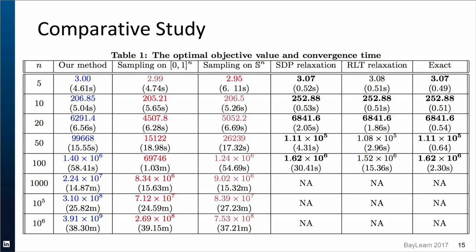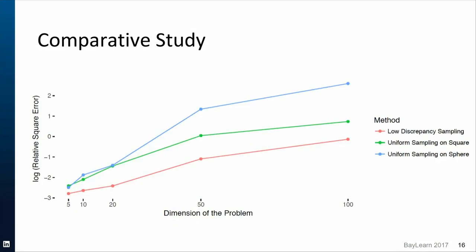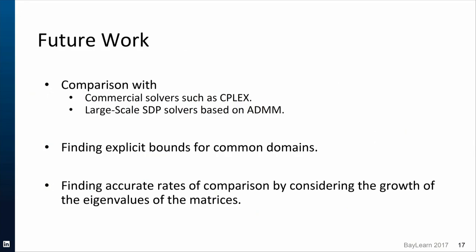If you look at the row with 50, we get an objective value of approximately 15,000, where the truth is 1.11 times 10 to the power of 5. So it can be really, really bad in certain situations. Lastly, if we plot the relative squared error, because we know the truth in certain small dimensions, our model does much better in logarithmic terms than the other simple simulation schemes.